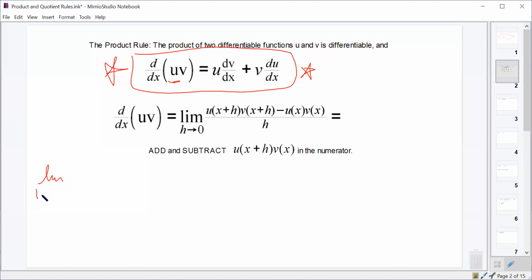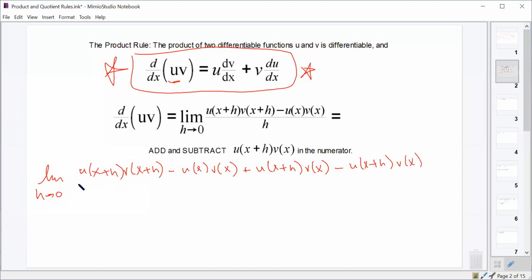So we're going to add in a u of x plus h times v of x, and we're going to subtract a u of x plus h v of x in the numerator of this. So I'm going to have u of x plus h v of x plus h minus u of x v of x, and then plus u of x plus h v of x, and then minus u of x plus h v of x, all over h. So effectively, I've done nothing, right? I've added in some term and I've subtracted that same term, which should come out to just cancel each other out. True?